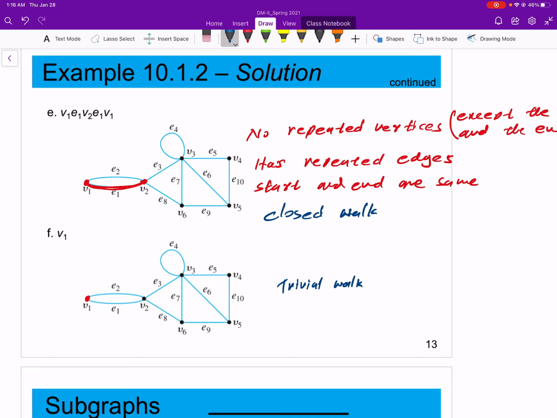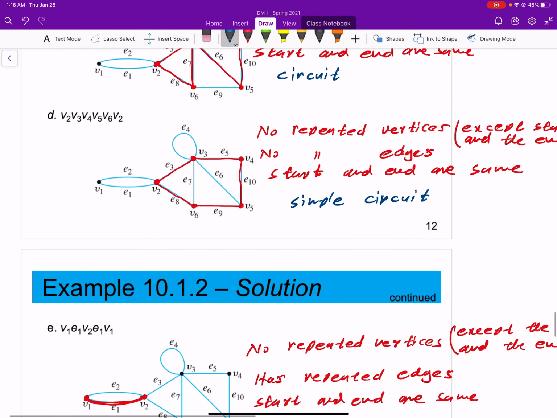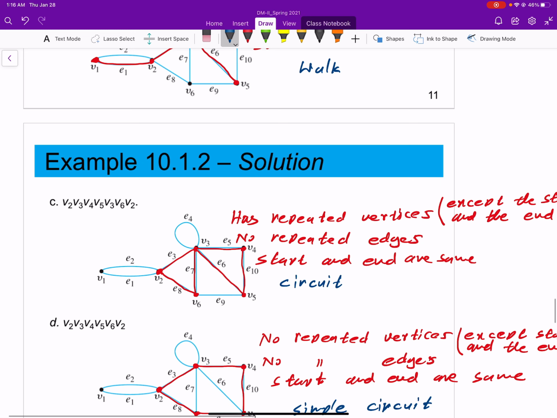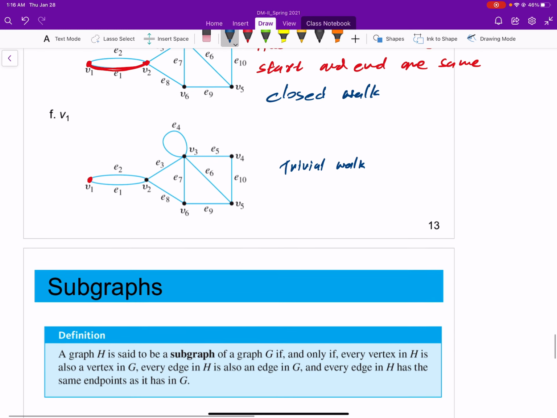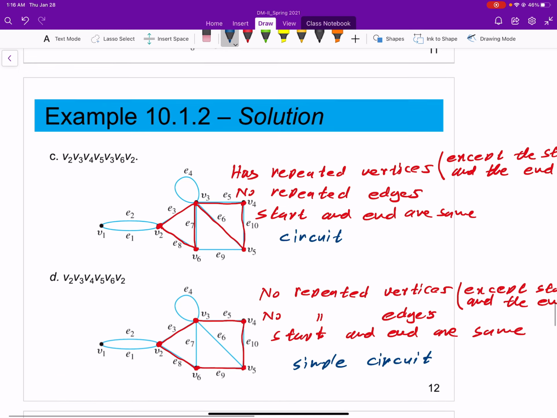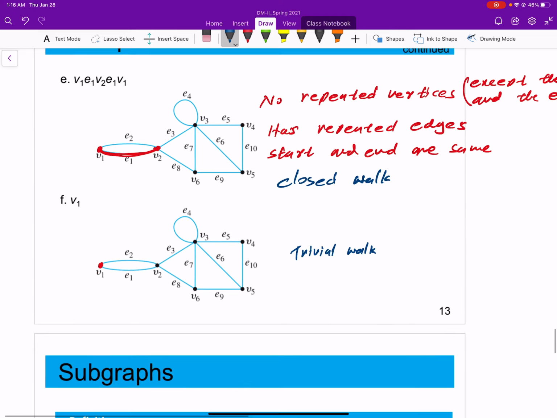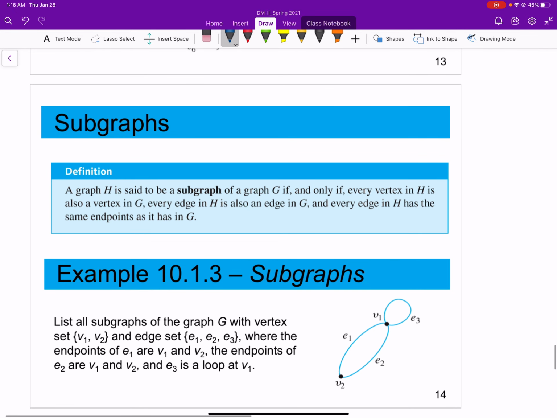All right, so we discussed this example. This example had a lot of different problems. It had 6 different problems, so you could understand all the concepts. What are the paths? What are the trails? What are the walks and circuits, simple circuits, trivial walks, and everything. All right. So let's go to the next section.